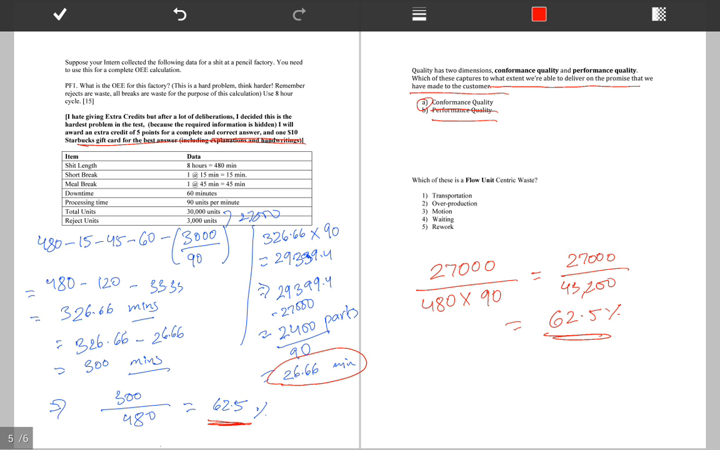Which of these is a flow unit centric waste? Remember there are two kinds of waste. One is flow unit centric, one is process centric. There are 5 kinds of process centric waste. There are 2 kinds of flow centric waste: inventory and waiting. Inventory and waiting are really not as different as they sound. They're probably just orthogonal to each other, as I pointed out in the class. So you should go back and look at this slide. The flow centric waste is waiting out of those 5.